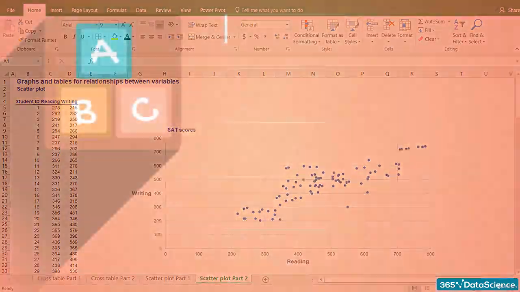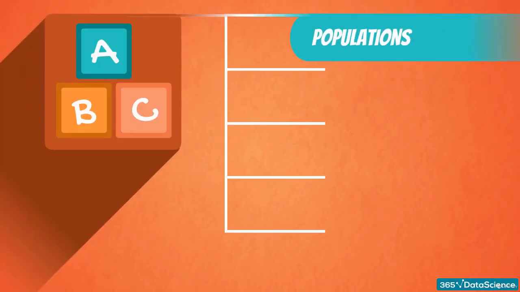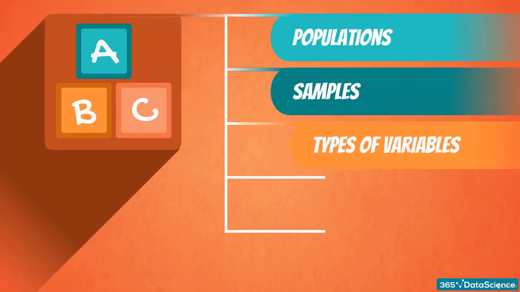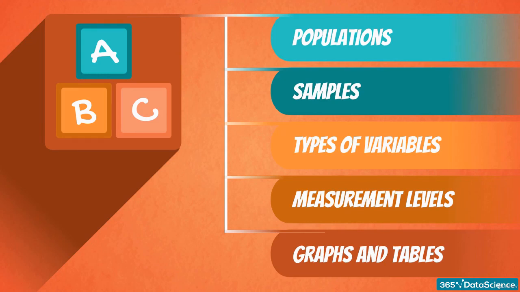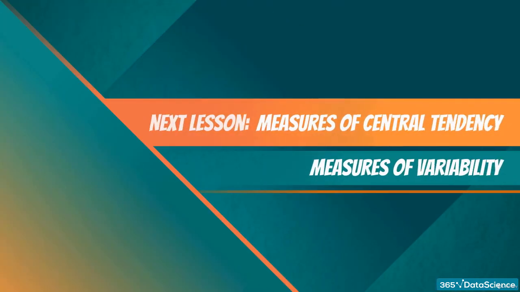So, we have gone through the basics. We have covered populations, samples, types of variables, graphs, and tables. And it is time for us to dive into the heart of descriptive statistics, measurements of central tendency and variability.